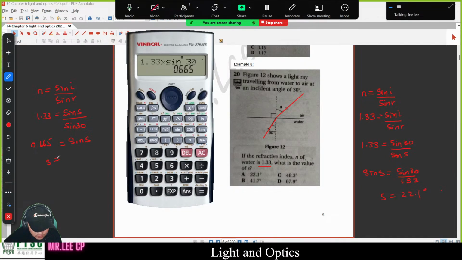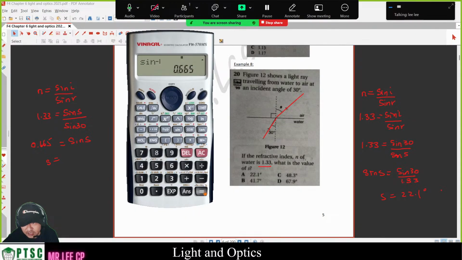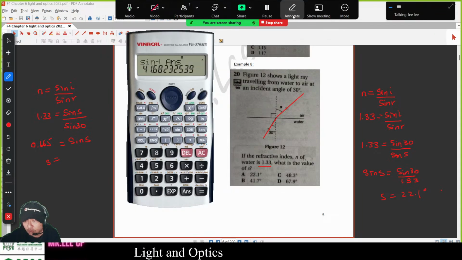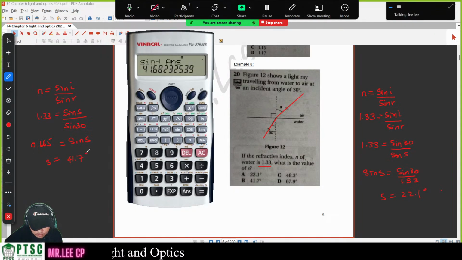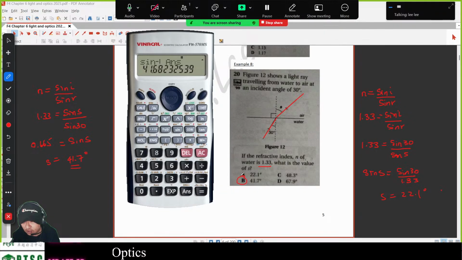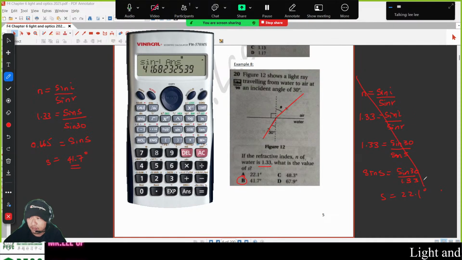So you want to find S, you need to shift sine. You press shift, sine, answer. Right, 41.6, 41.7 degrees. Okay, so the answer should be B. It is not A. Alright, this is commonly done wrongly by students. This one is wrong. Be careful. This one is wrong. Don't use it.